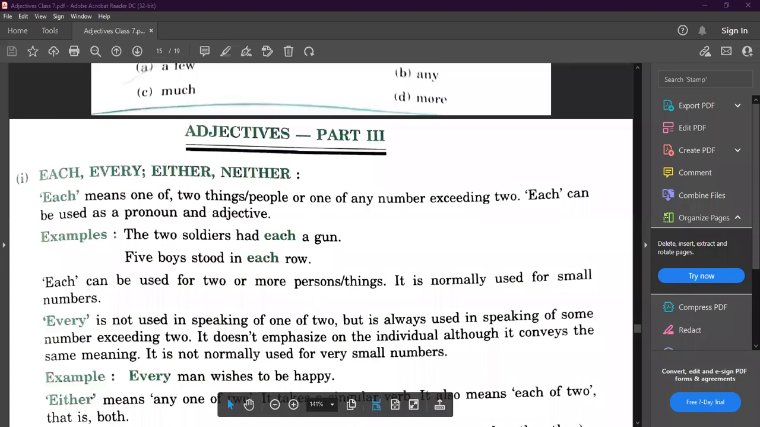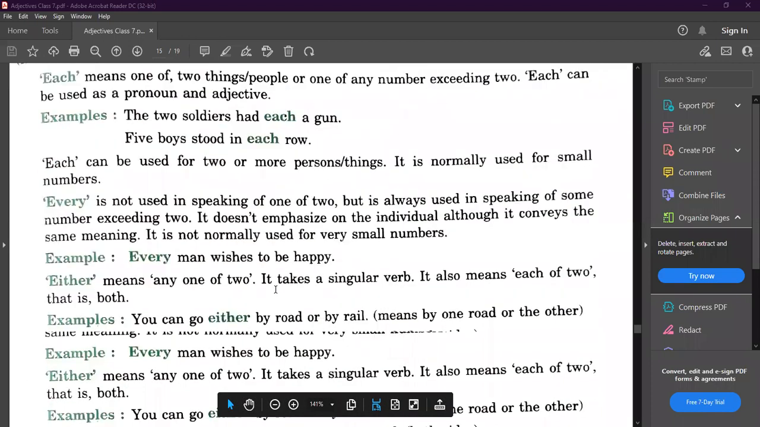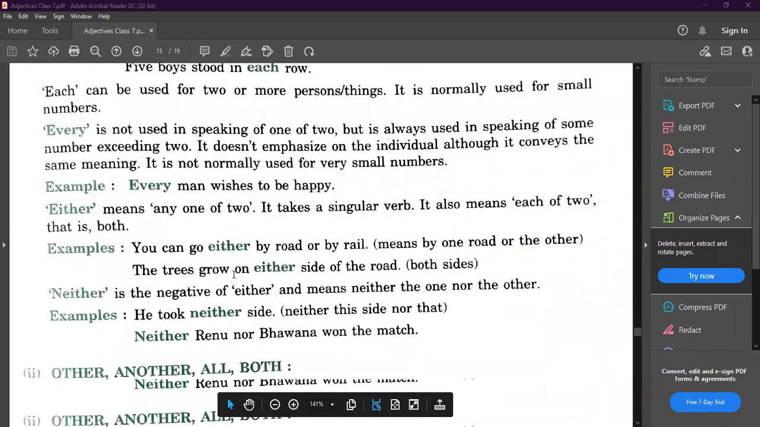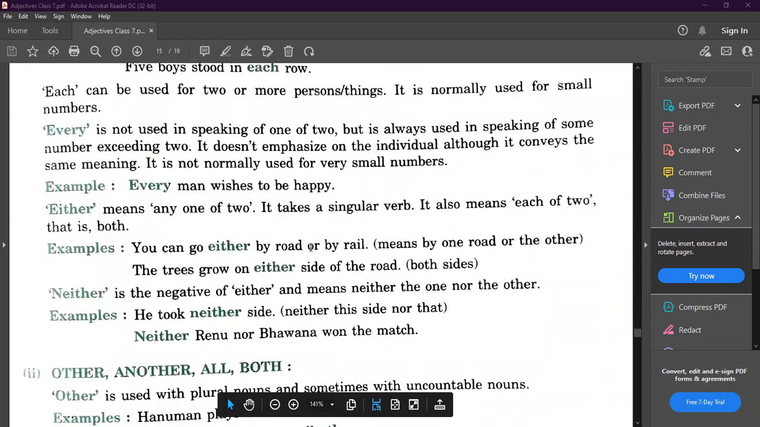Either means any of two. दो में से कोई एक. दोनों में से कोई एक. It has a singular verb and it also means each of two or both. You can go either by road or by rail. या तो रोड से जाओ या फिर रेल से जाओ. ठीक है. The tree grows on either side of the road. दोनों में से किसी भी जगह. Either.